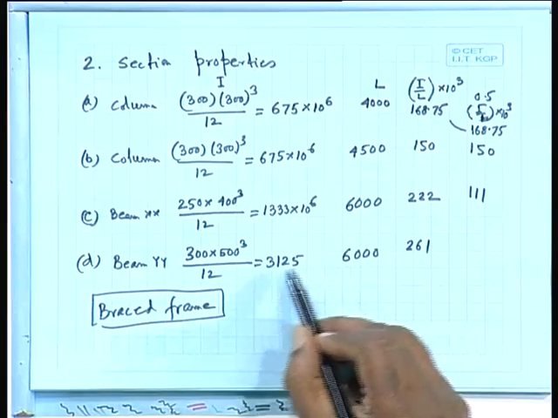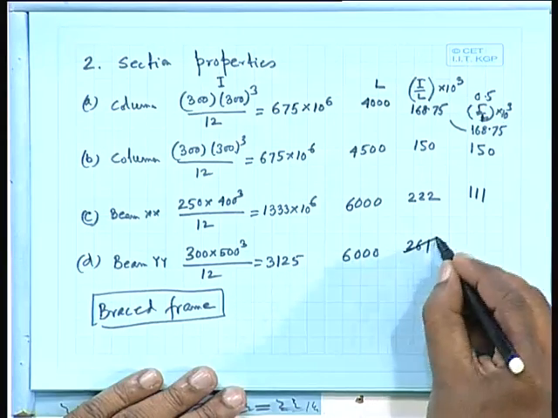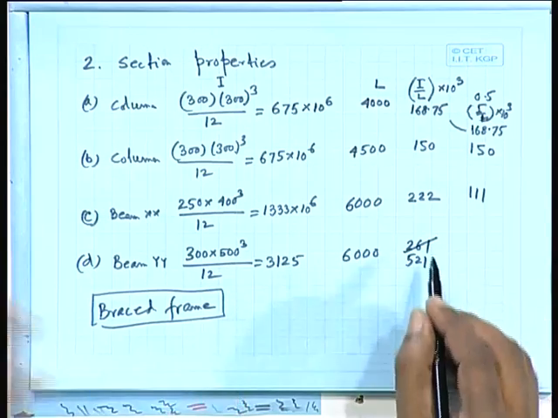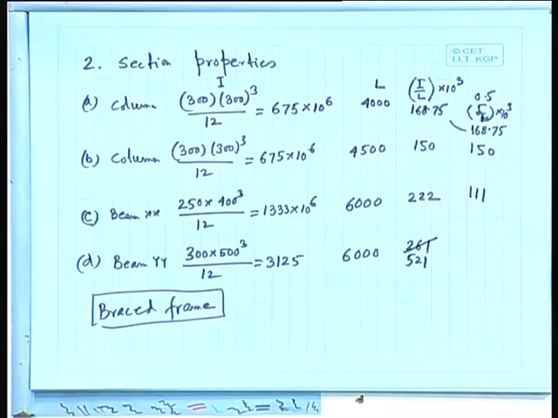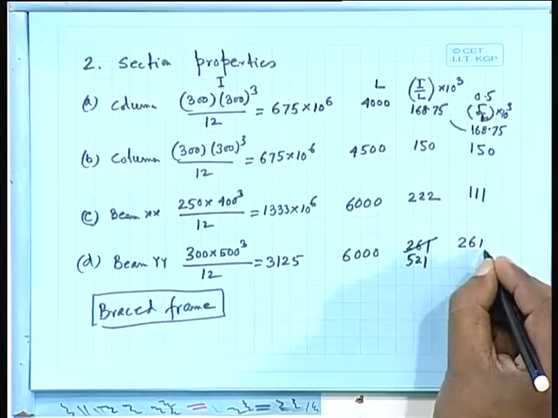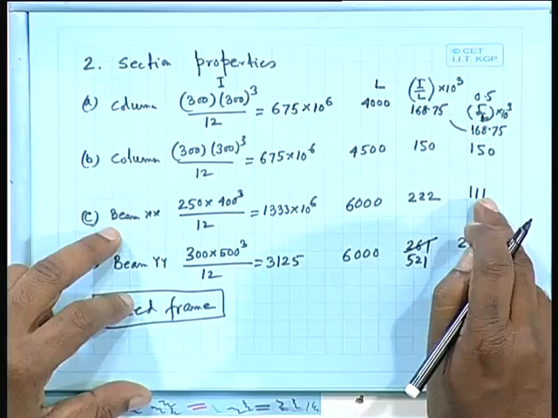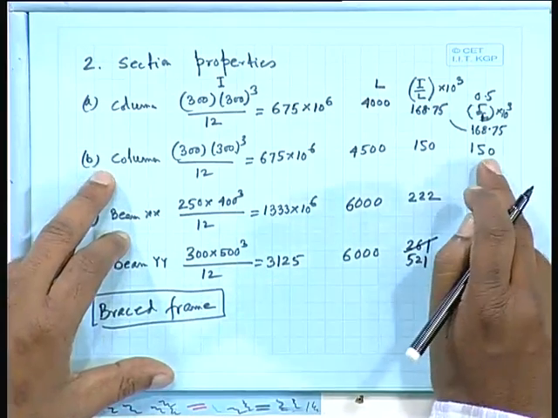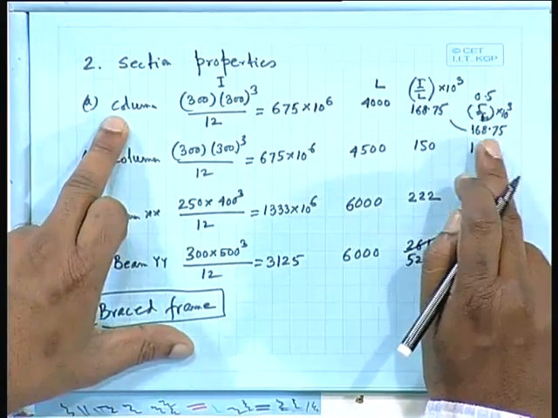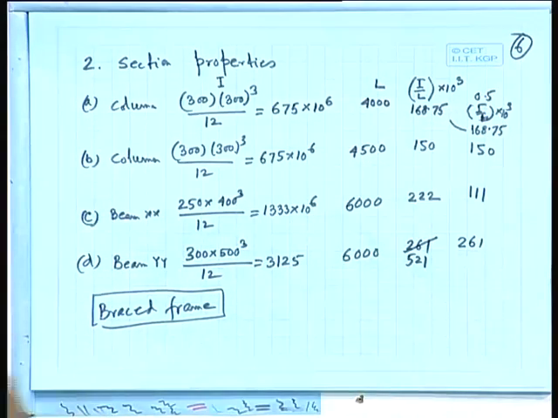I think I have done a mistake here, let me check it here. So, 3125 divided by 6000, okay. So, which comes as 521, sorry, this one is 521. So, half of that, 521 into 0.5, 261 say, yes, this 261 will come here. So, these are the values we shall take, that means KB 111, KB here 261, the column that one there is no change 150, for the other column 168.75. Okay. So, these are your section properties.